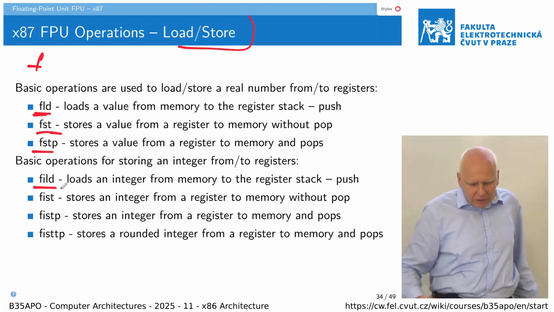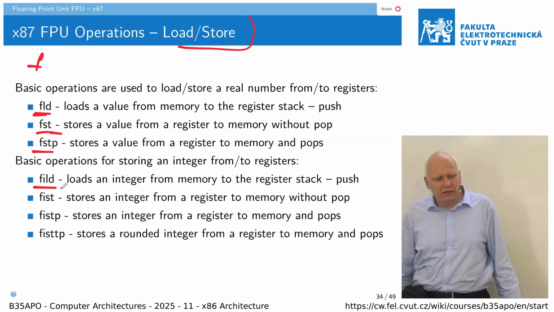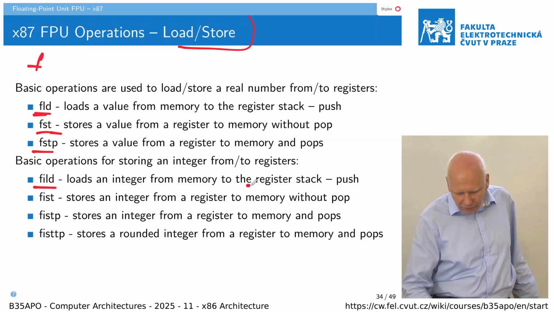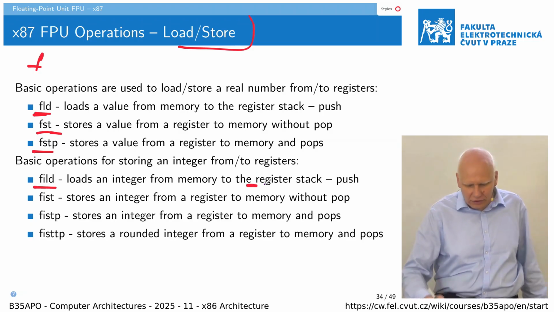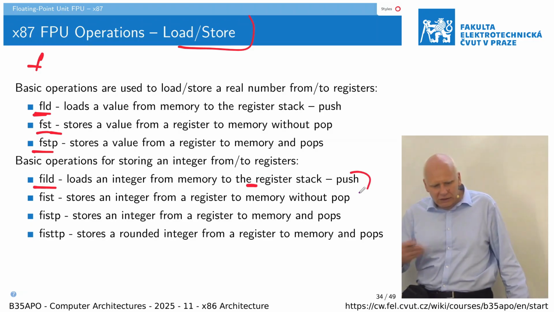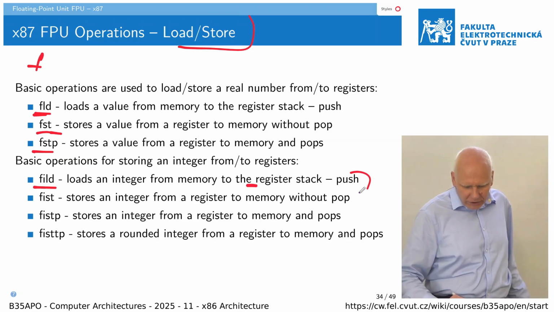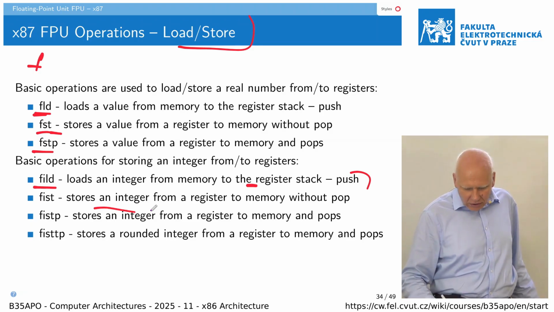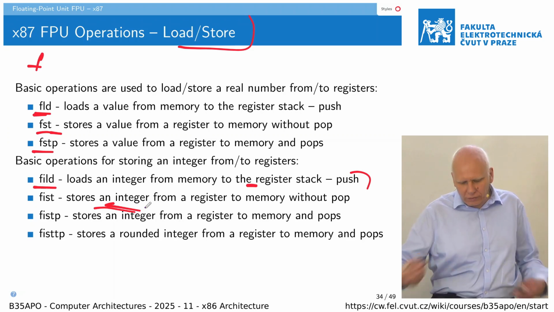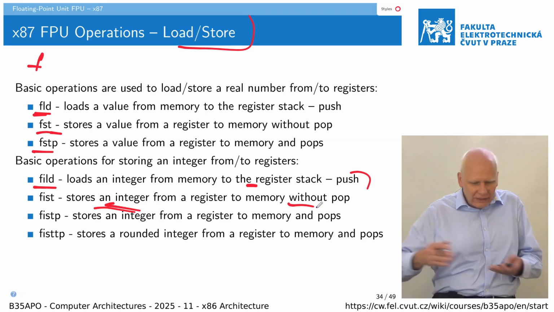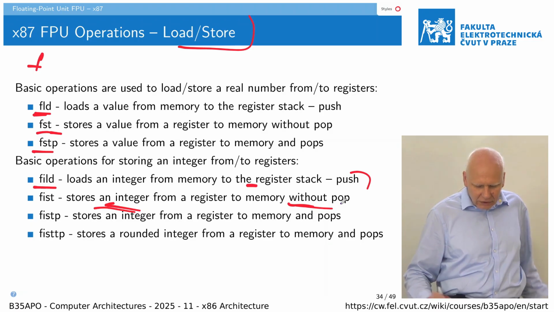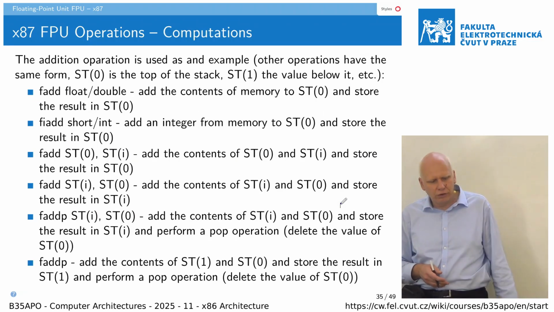It is possible even to load and convert integer values from the memory onto the floating point registers, but there is a conversion, so it is not stored as the integer value, but it is converted to the floating point. It is possible to store the integer value from the register, so basically a truncated floating point value converted to an integer, to the memory, or it is possible to request that it is stored with rounding and so on. So you have all those operations.